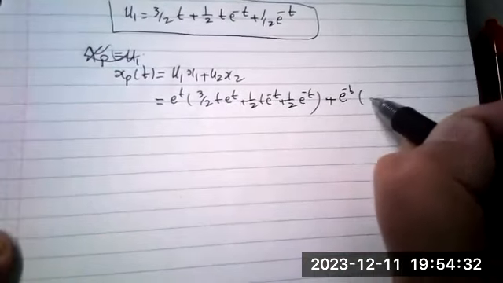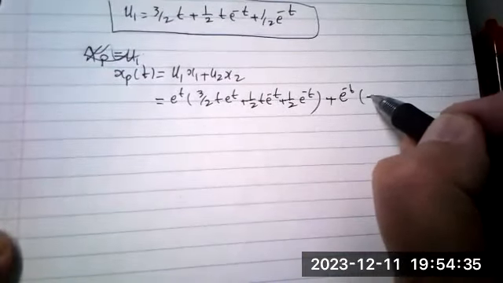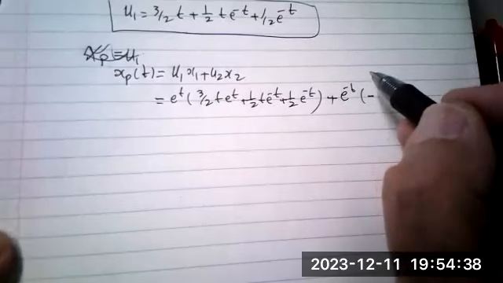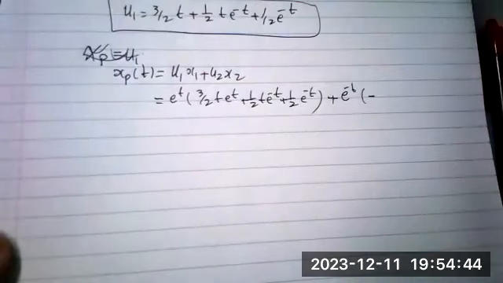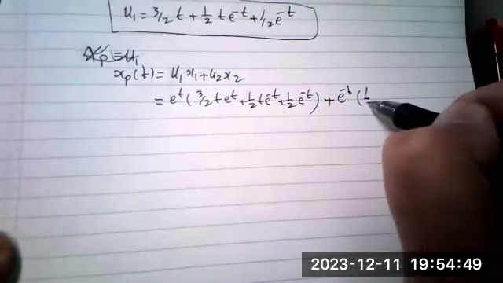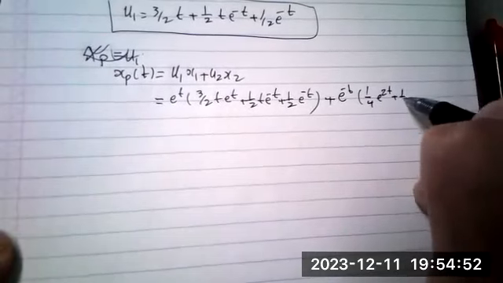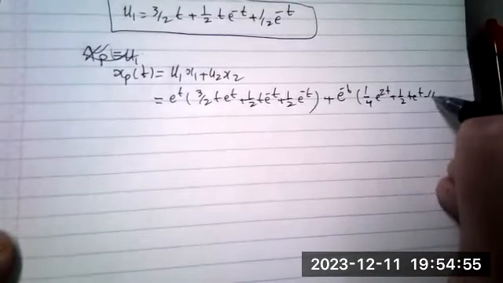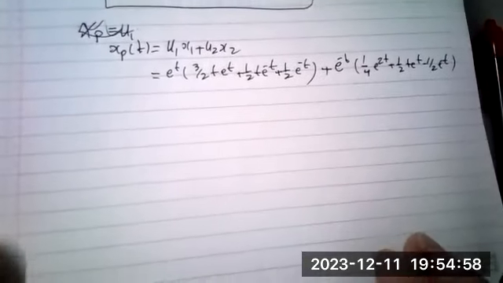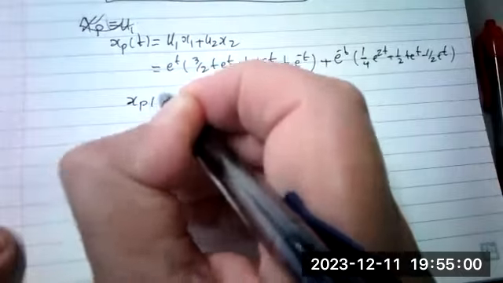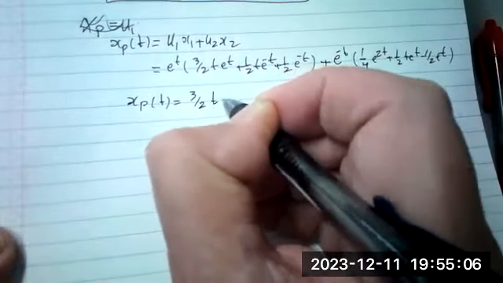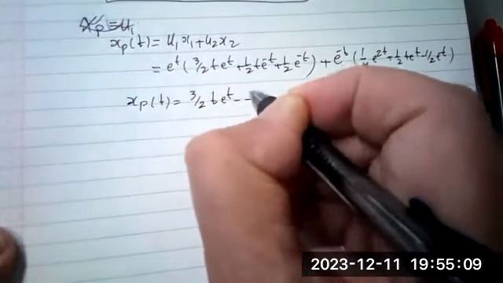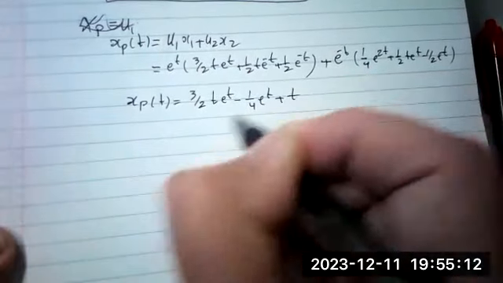That's going to be e to the negative t times the one that we got on the top. Okay, for the U2, we have a quarter e to the 2t plus 1/2 t e to the t minus 1/2 e to the t. You have to multiply it, simplify it, and eventually this is going to be x of p. It's going to be 3/2 t e to the t minus a quarter of e to the t plus t. This is one of them.